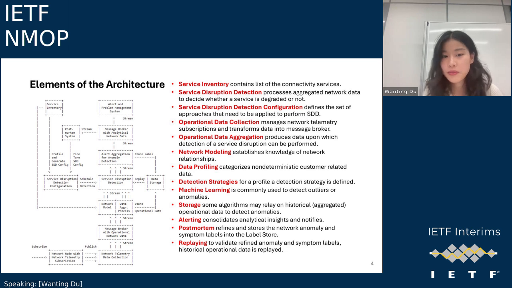And the third phase, I call it refining phase or learning phase. You have post-mortem system, data profiling, and machine learning. They all play a role of fine-tuning the current anomaly detection algorithm. Last but not least is the replaying. Replaying function is crucial for any network anomaly detection system to be able to validate refined anomaly detection algorithms and be able to exchange between different systems.